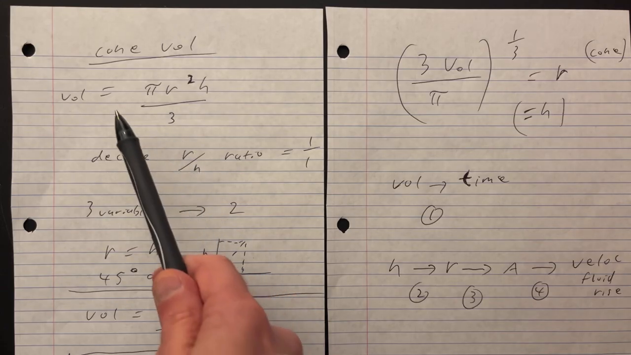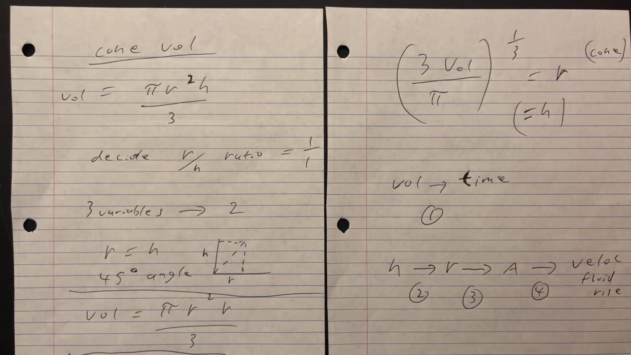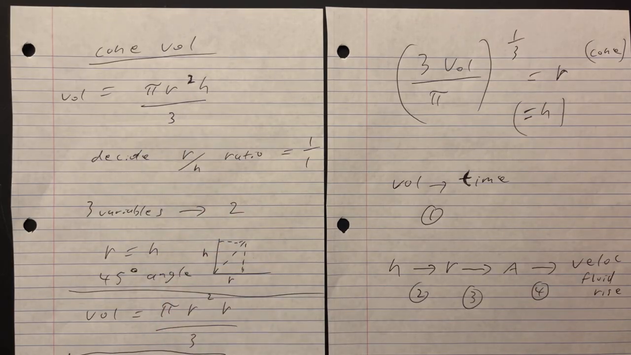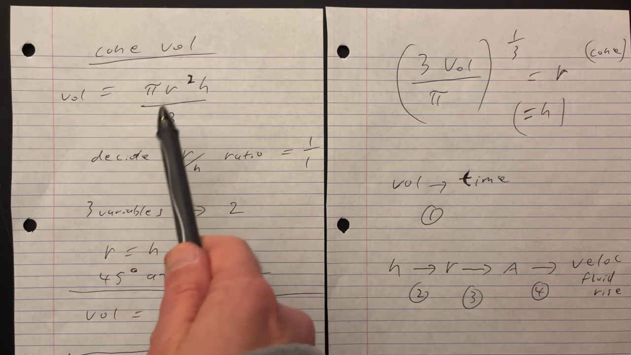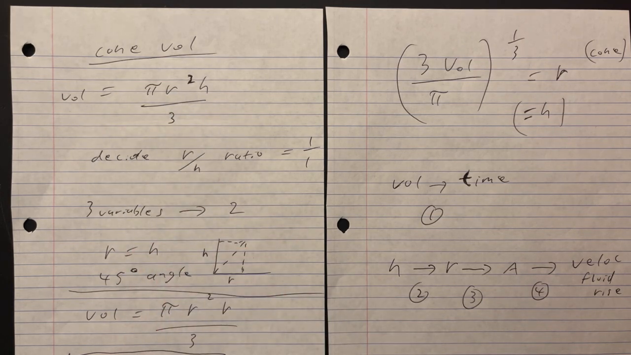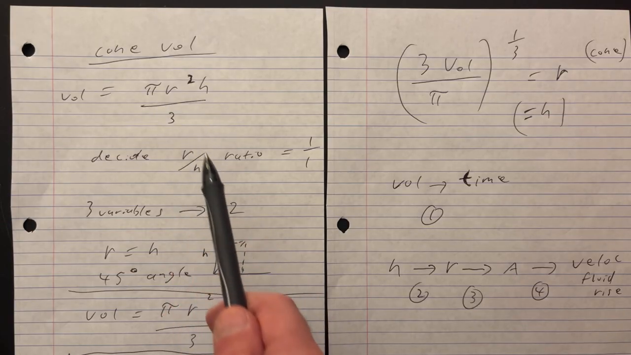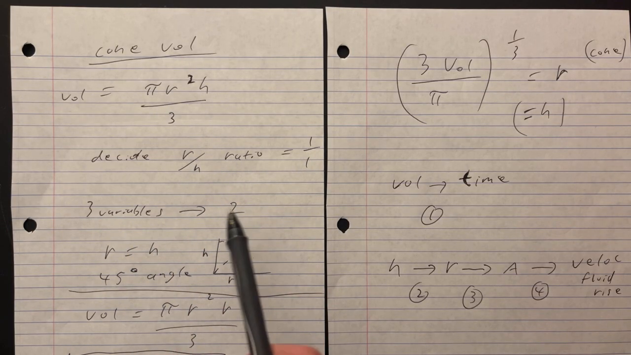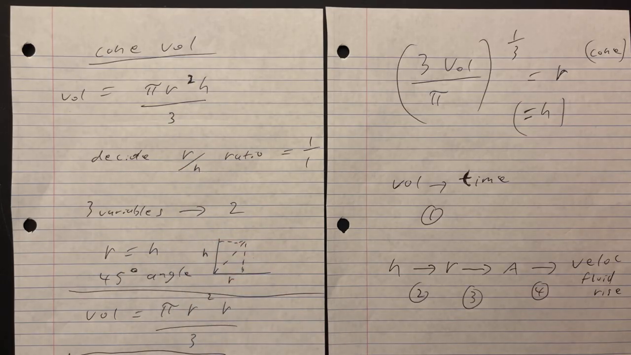All right, starting out, volume of a cone, pi r squared times height over 3. You could also say 1/3 pi r squared times height. But we got 3 variables here. We have radius, we have height, and we have volume. Let's turn this into just 2 variables. I'll decide that my radius will also equal my height. It'll be a 1-to-1 ratio. So 3 variables to 2 variables. Radius equals height. I guess I should explain how I can do that.